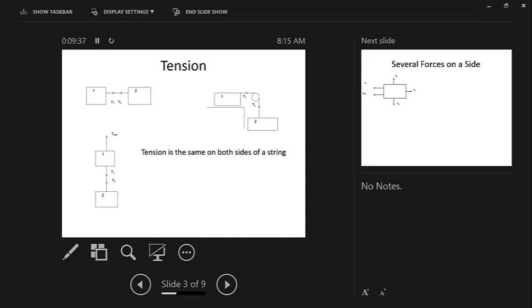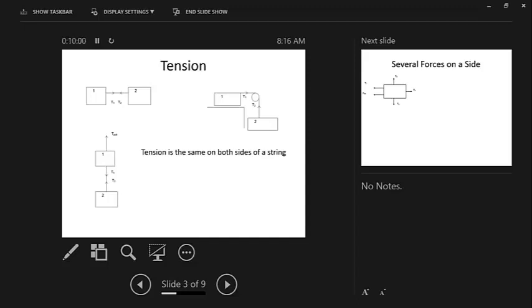Exactly. This rope is carrying two objects. This rope is carrying how many objects? One. Does that make sense? So which one would have less tension? This one. Oh, wait, it's talking about the top one. Yeah, top or bottom. So the bottom would have less tension because the bottom is only carrying one weight, whereas the top is carrying two.